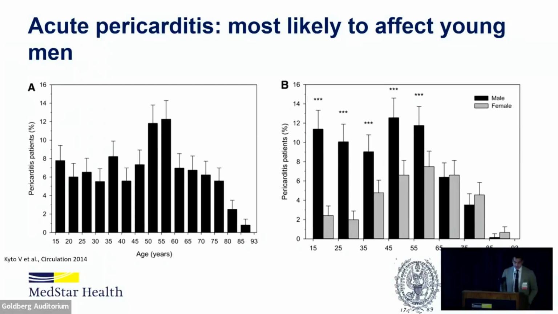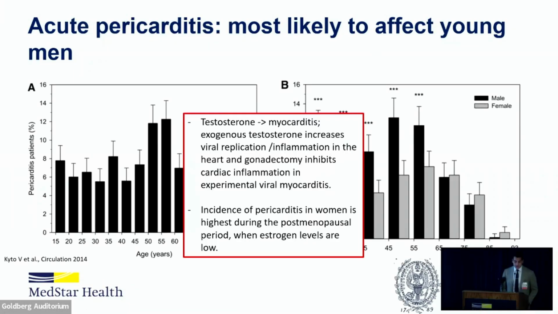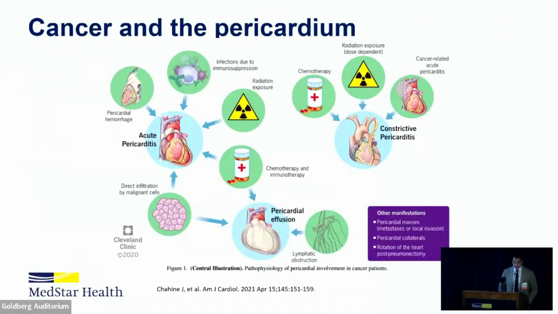It has really been found that acute pericarditis is most likely to affect young men. There have been animal studies showing that testosterone can lead to myocarditis with exogenous increases, and can lead to viral replication and inflammation. Perhaps it is less common in women due to a slightly protective effect of estrogen, and hence the incidence of pericarditis in women is really highest during the postmenopausal period.